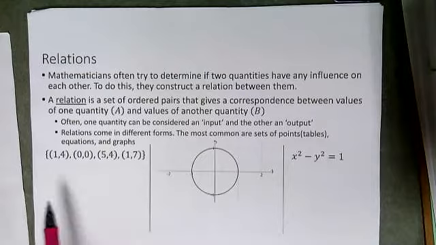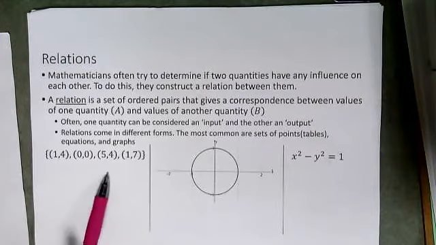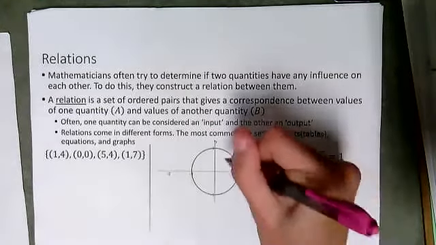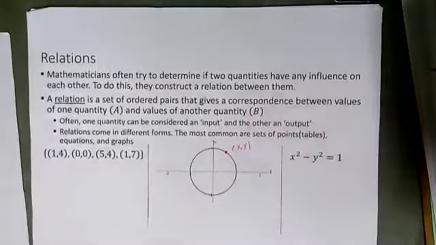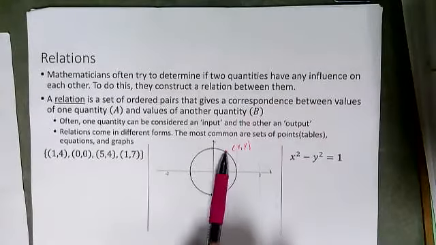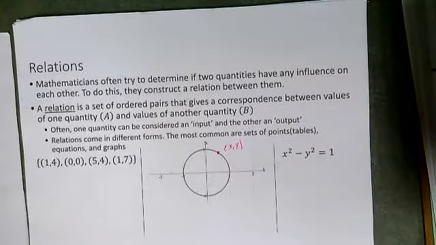So here we have a set of points, right? This is one example. It gives us some relation between things x and y. Here's another. It's a graph. This is a circle, right? So all the points along here. It's another set of points, but represented as a graph.